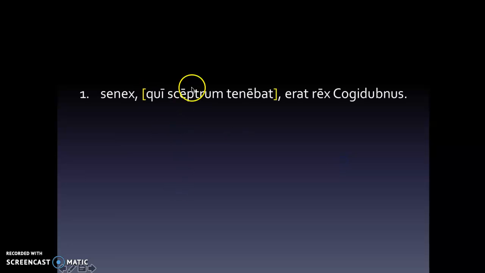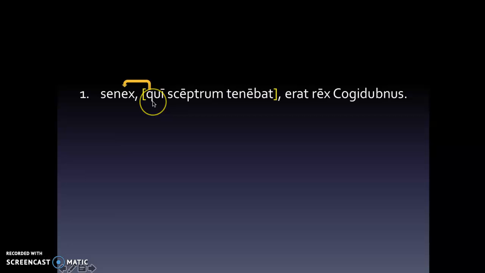All right, so our first sentence, we've got a relative pronoun here, and it ends with a verb. Let's look at the relative pronoun. Qui is referring to senex. Remember, the antecedent of the relative pronoun will always be outside of the relative clause. It'll always be in the main clause. But both of these are nominative. Both of these are masculine. Both of them are singular.